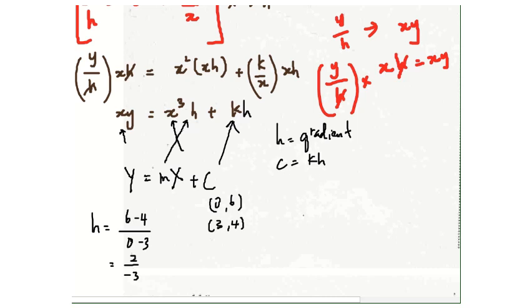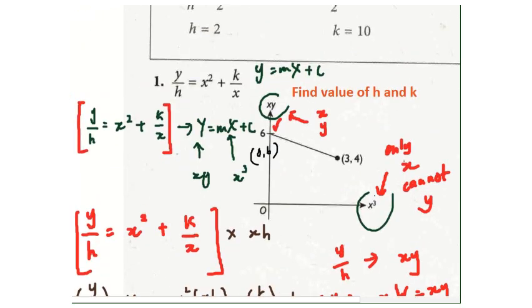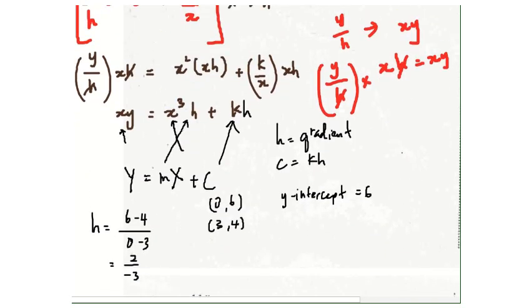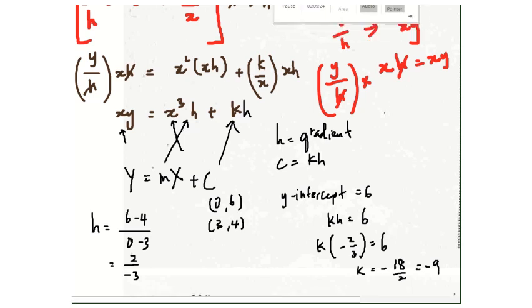And then c, the y-intercept. The y-intercept is equal to 6 based on the diagram, so kh is 6. k times negative 2 over 3 equals 6, then k equals 18 divided by negative 2, equals negative 18 over 2, equals negative 9. So here is the answer for h and k.